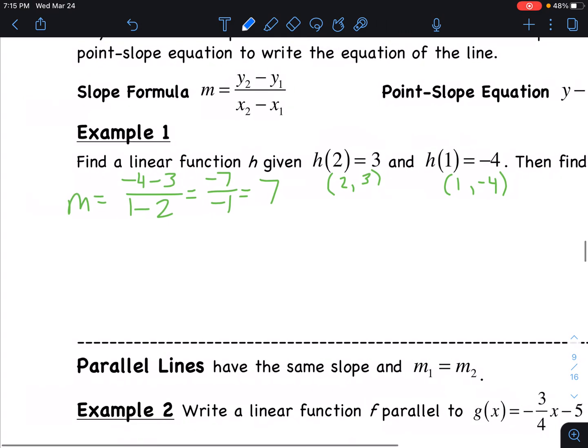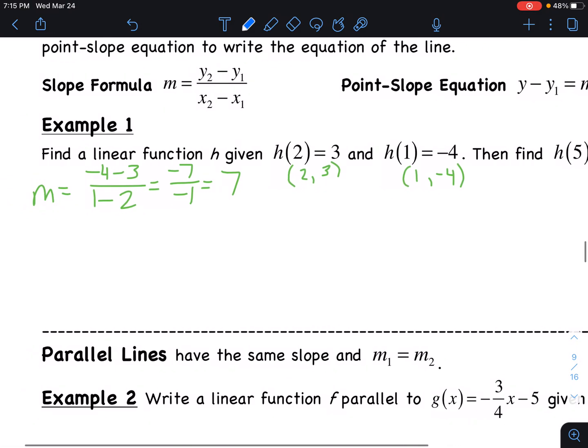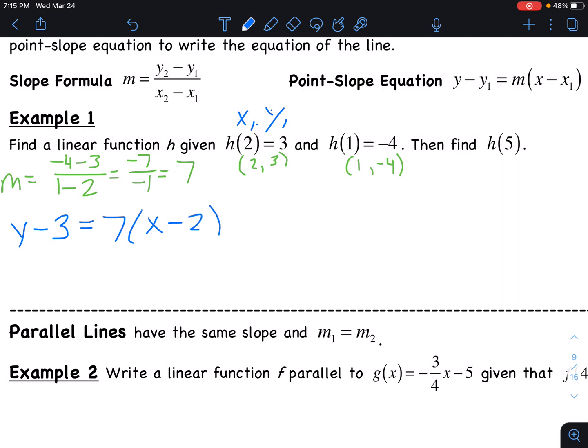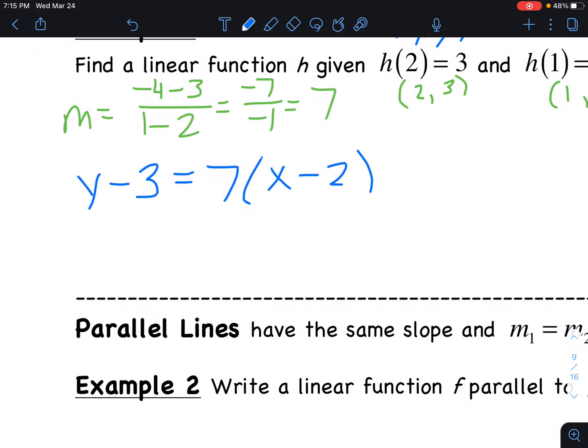After that, we're going to use the point-slope equation. Of course, this will be my x1, y1, and my slope m is 7. So y minus y1 equals m parentheses x minus x1. We're now going to turn this into slope-intercept form, y equals mx plus b. We're going to distribute the 7, and then get y by itself. We're going to add 3.